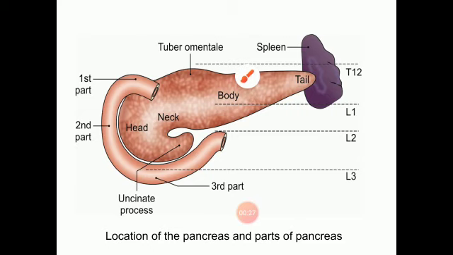It is a soft, lobulated and elongated organ which is located more or less transversely across the posterior abdominal wall at the level of the first and the second lumbar vertebra. It is a J-shaped or retort-shaped organ that lies obliquely. It is divided into four parts, that is the head, neck, body and the tail. The elongated head lies within the concavity of the duodenum, whereas the tail reaches the hilum of the spleen.